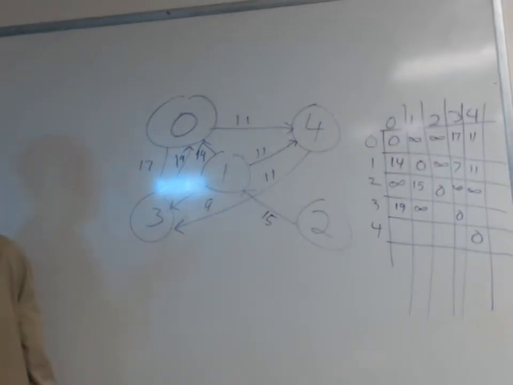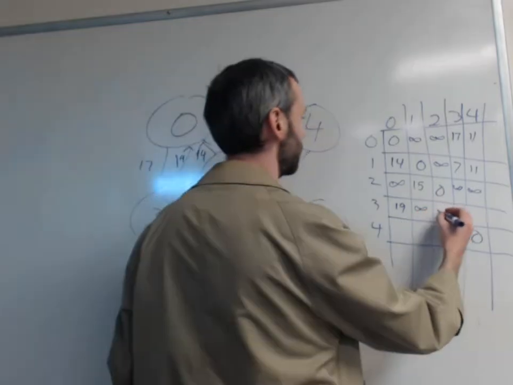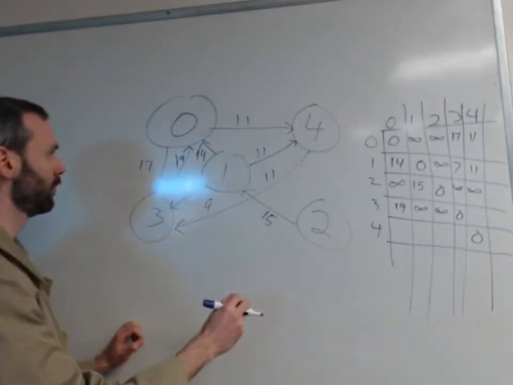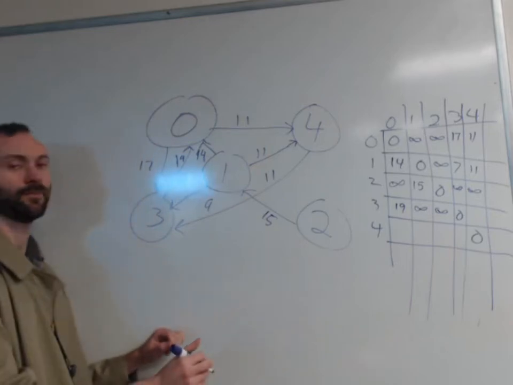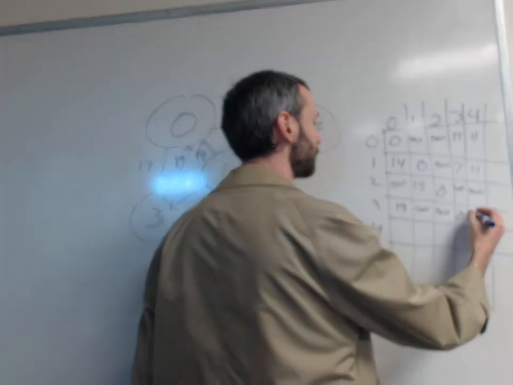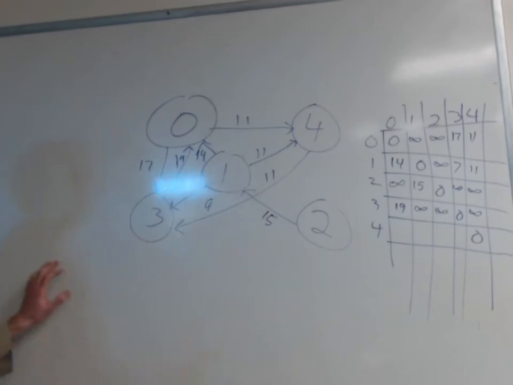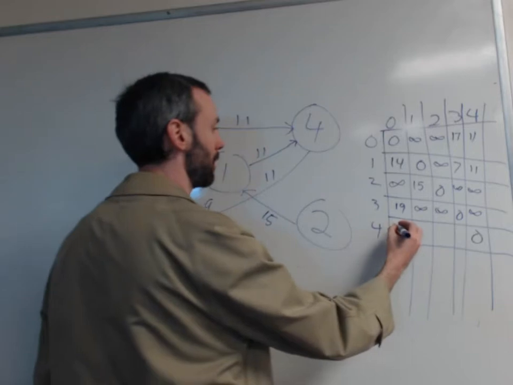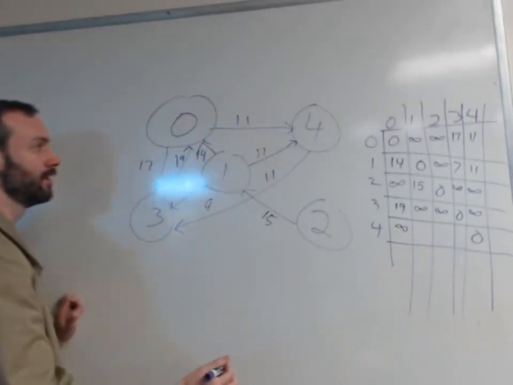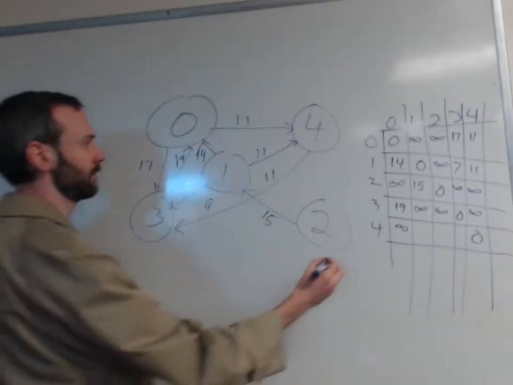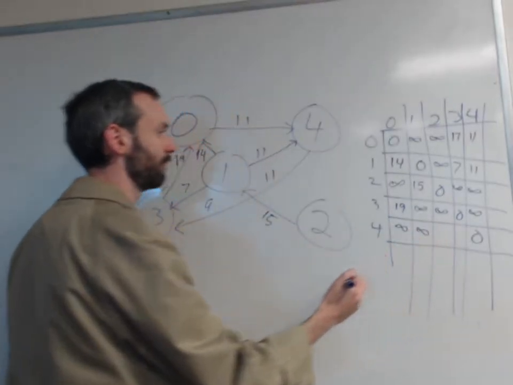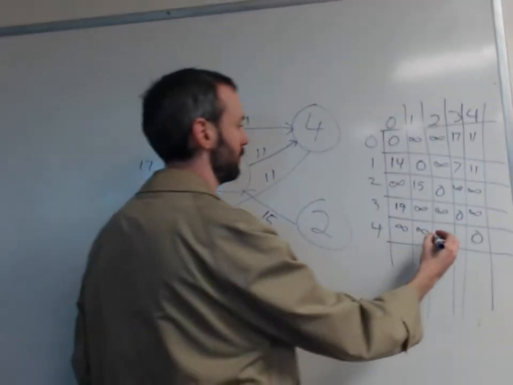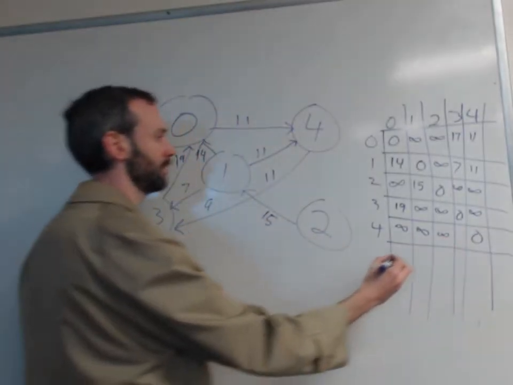All right, hang on a second, guys. Who has not said a number yet? How about 3 to 2? Infinity. And 3 to 4? Infinity. Just want to make sure everyone's following. 4 to 0? Infinity. 4 to 1? Infinity. 4 to 2? Infinity. 4 to 3? 11.